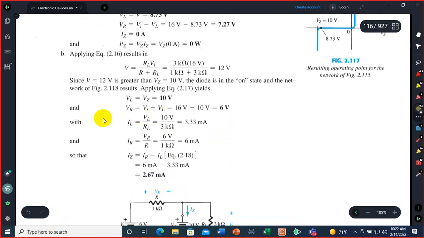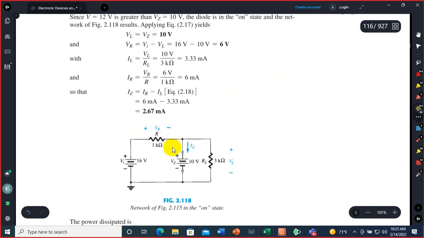Since V equal to 12 volt is greater than VJ 10 volt, the diode is now in the on state and this network results. Applying the equation, VL equal to VZ equal to 10 volt, the constant voltage will be maintained. The drop across the resistance R equal to Vi minus VL, that is 16 volt minus 10 volt equal to 6 volt. And what is the load current? VL by RL, 10 volt divided by 3 kilo ohm, 3.33 milliampere.